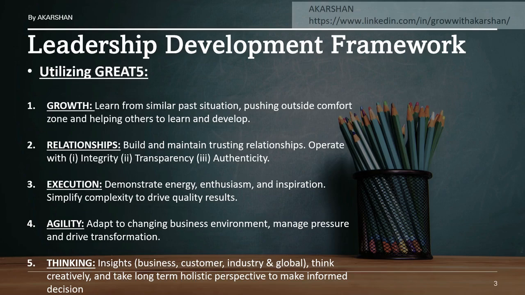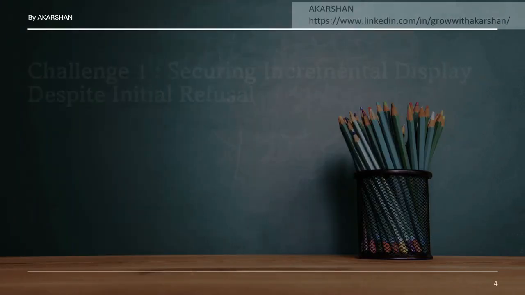Think globally. Look at the wider perspective, the different shades, different spectrum of the prism. You need to look through everything. You need to have the holistic perspective to make an informed decision. So this is the great five. G means growth, R means relationship, E means execution, A means agility, T means thinking.